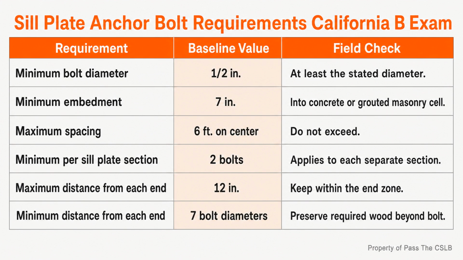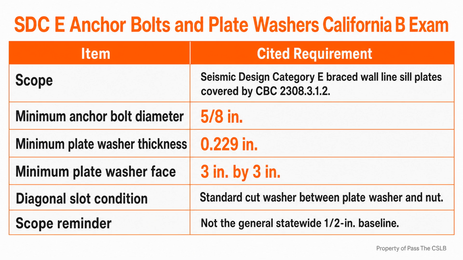The general 1/2 inch baseline does not mean every condition uses the same hardware. In Seismic Design Category E, California Building Code, Section 2308.3.1.2 increases requirements for the braced wall line sill plates covered by that provision. The first distinction on this chart is the bolt diameter. At those Seismic Design Category E braced wall lines, the minimum is 5/8 of an inch. I keep the condition attached to the number. I do not turn 5/8 of an inch into a blanket rule for every sill plate in California.